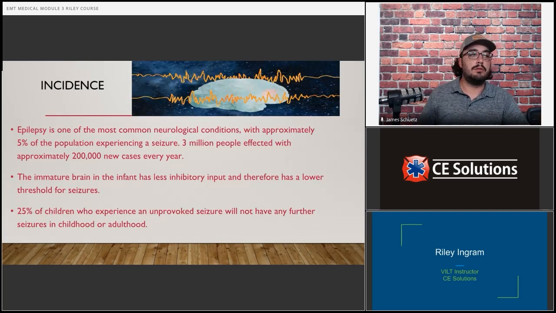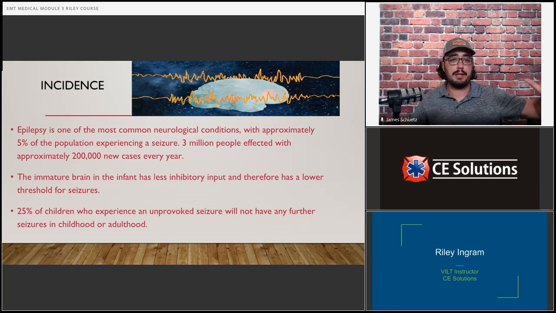Right. So incidence. Epilepsy is going to be one of the most common neurological conditions, with approximately 5% of the population experiencing a seizure. 3 million people affected, with approximately 200,000 new cases every year. Right. The immature brain in the infant has less inhibitory input and therefore has a lower threshold for seizures. Okay, so that's why we can manage our fevers a lot better than these kiddos can, especially these babies, right?